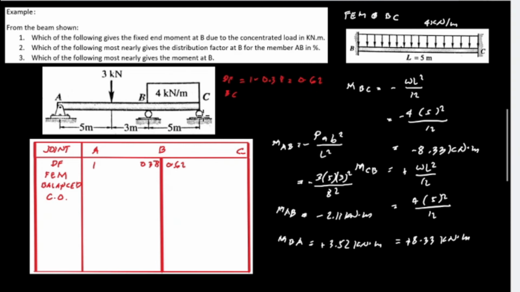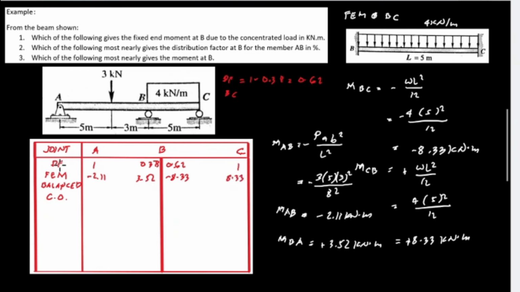And at joint C, a roller, the distribution factor is also 1. Fixed end moment at AB is negative 2.11, at BA is positive 3.52, at BC is negative 8.33, and at CB is positive 8.33.